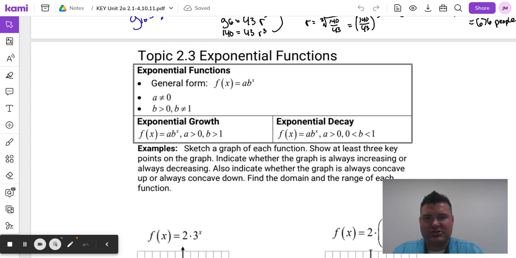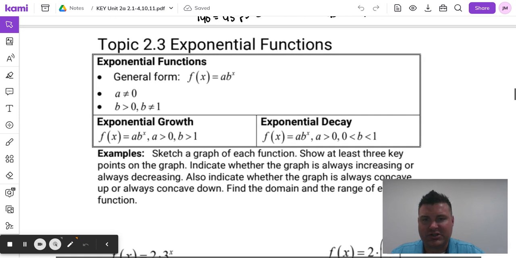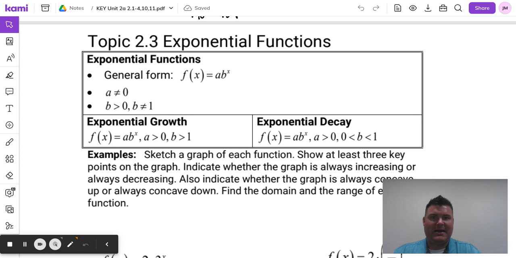As you can see right here is our general form of the exponential function, which is going to be a times b to the x. The coefficient a cannot be zero, otherwise it's a zero function. And then b must be larger than zero, but can't be one, because if b is just one, then it's just a constant function.